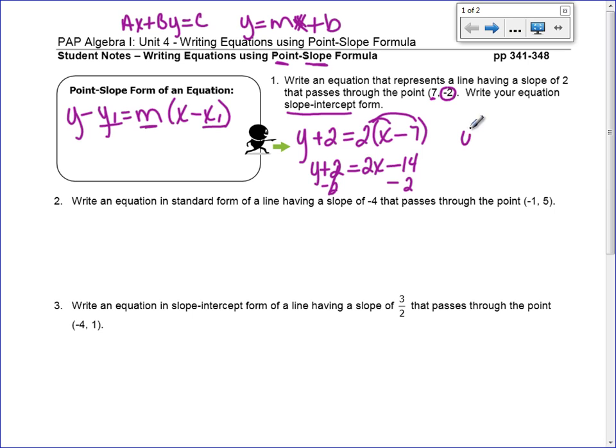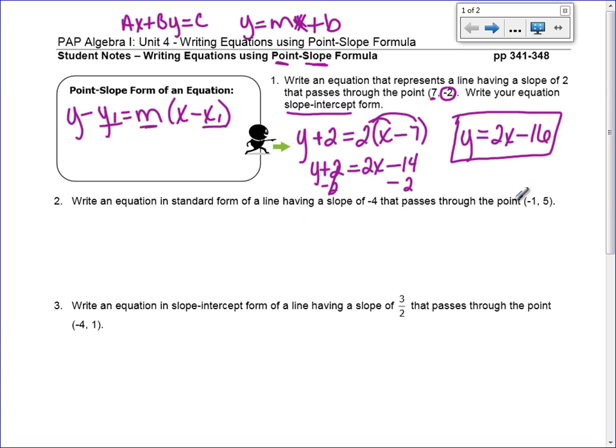And when I do that, I end up with y equals 2x minus 16, because that negative 14 minus 2 becomes minus 16. There it is in slope-intercept form. So now the slope is 2, like it should be, and the y-intercept is negative 16. I would not have been able to get that from here, but this is a starting point to get us to here.